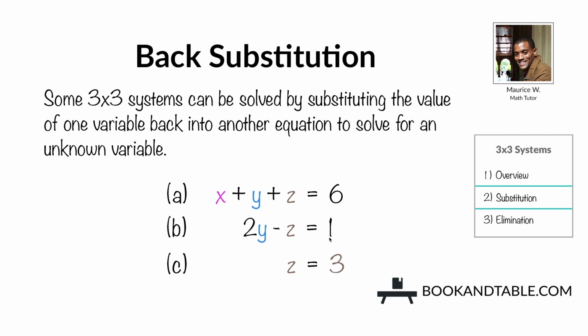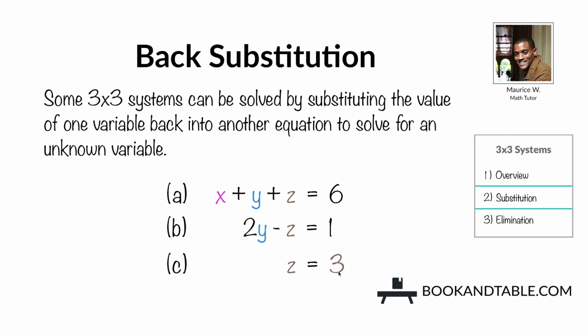Let's now begin discussing back substitution. Some 3x3 systems can be solved by substituting the value of one variable back into another equation to solve for an unknown variable. So let's say we have this 3x3 system here. Equation A is x plus y plus z is equal to 6. Equation B is 2y minus z is equal to 1. And equation C is z is equal to 3.